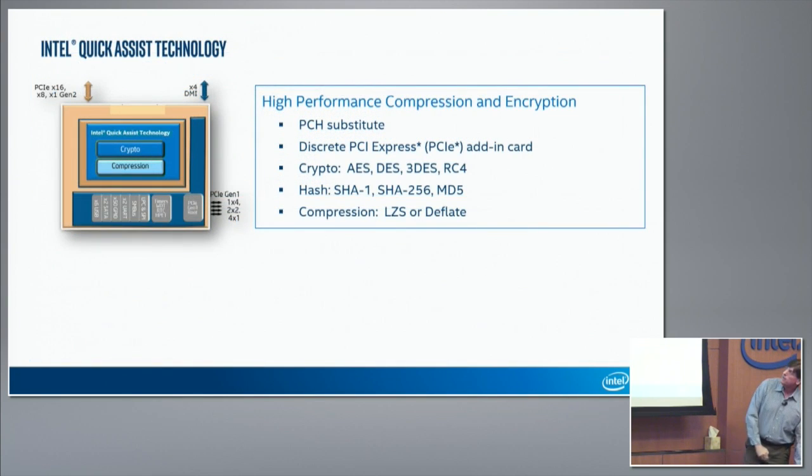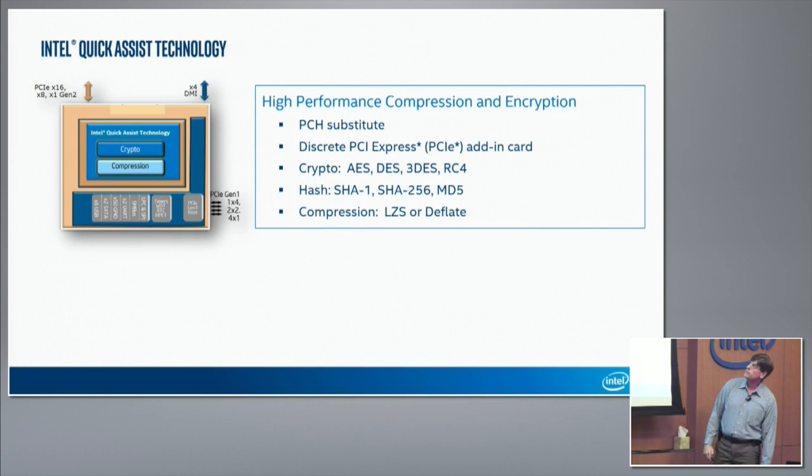And then here's our final piece, our Intel QuickAssist technology. What it is, is high performance compression and encryption. I'm able to get line rate speeds with this. It's all hardware assisted. Today it comes in two form factors: a PCH substitute, which is the chipset substitute, or a discrete PCI Express add-in card. In the future, you're going to see it integrated into the CPU complex or into the chipset, so it'll be more mainstream.